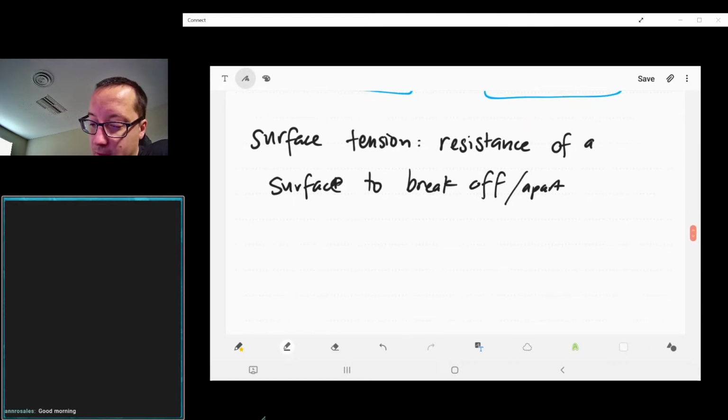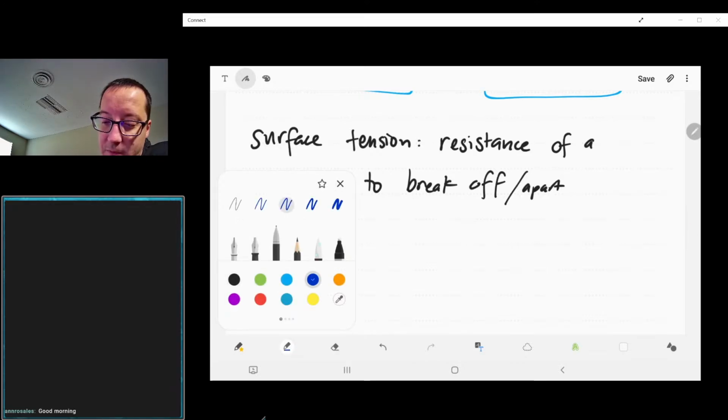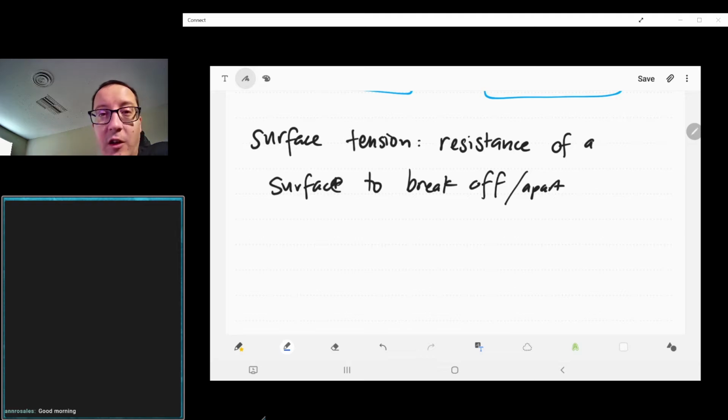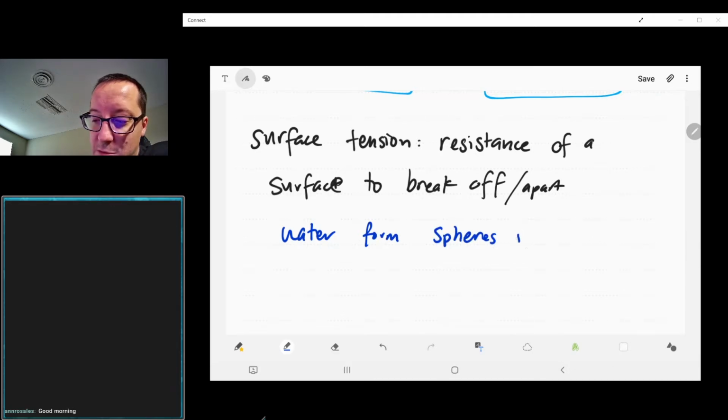And so this is also the reason that water will form spheres if able.